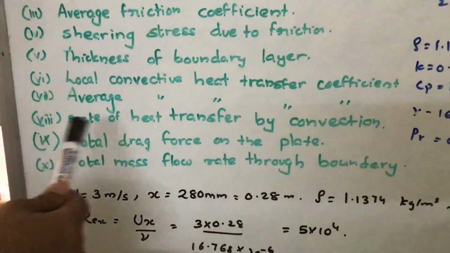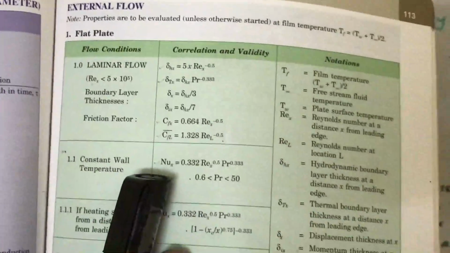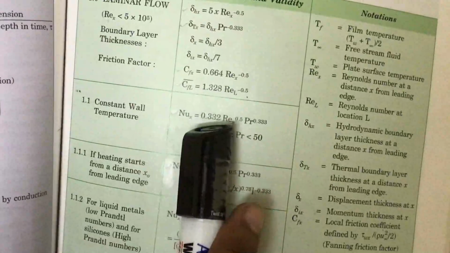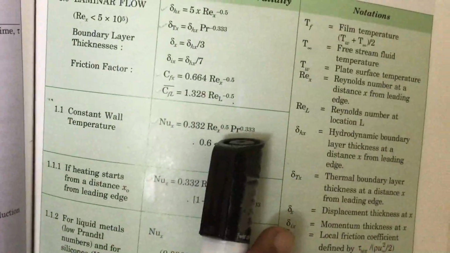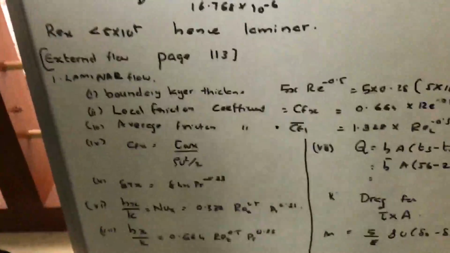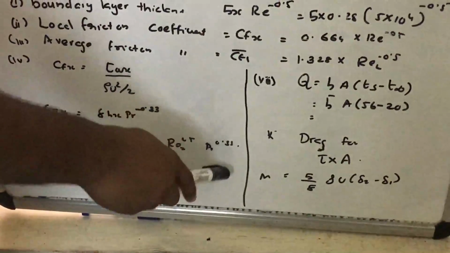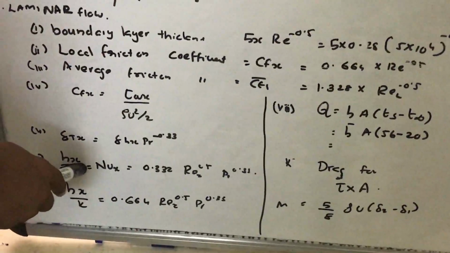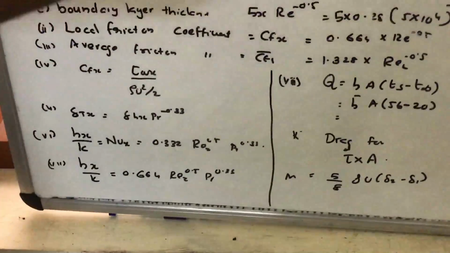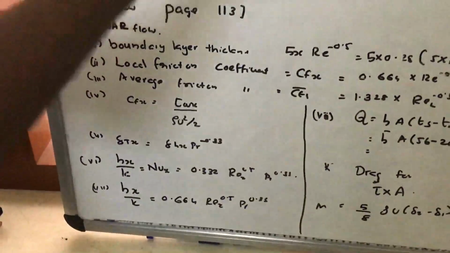Then the next question is local convective heat transfer coefficient. For that NUX is Nusselt number, that is Hx by K. So Hx by K is equal to 0.332 into Re raised to x raised to 0.5 into Prandtl raised to 0.33. We know that. So Reynolds number we know, Prandtl number we know, Hx by K. X is the length of the plate, that is 0.28. K, conductivity, we either get from the table or it will be given in the question. So we know. From that we can find H, that is the local convective heat transfer coefficient.